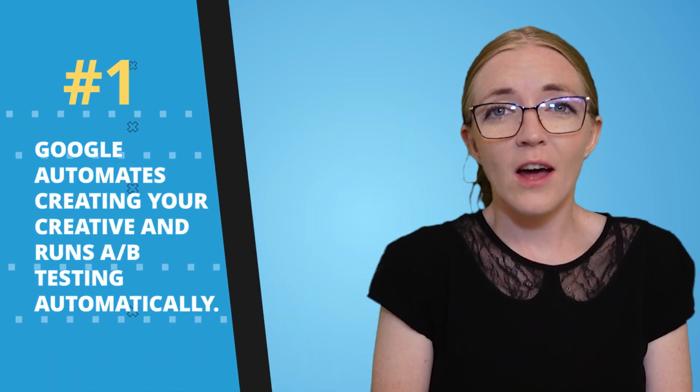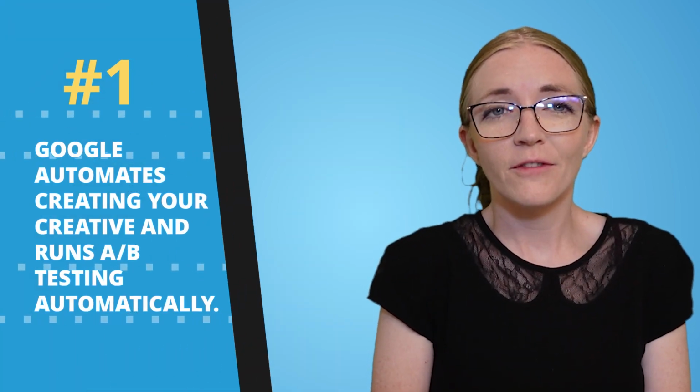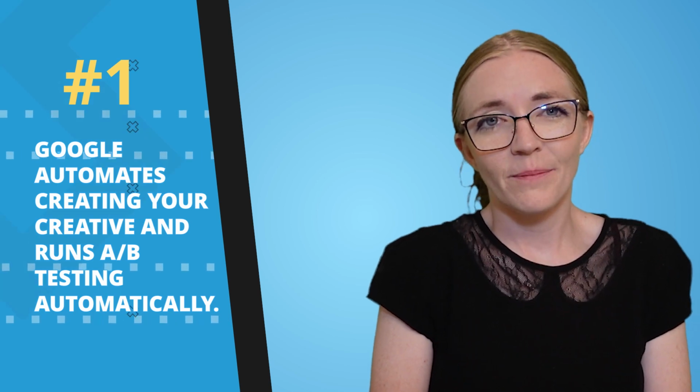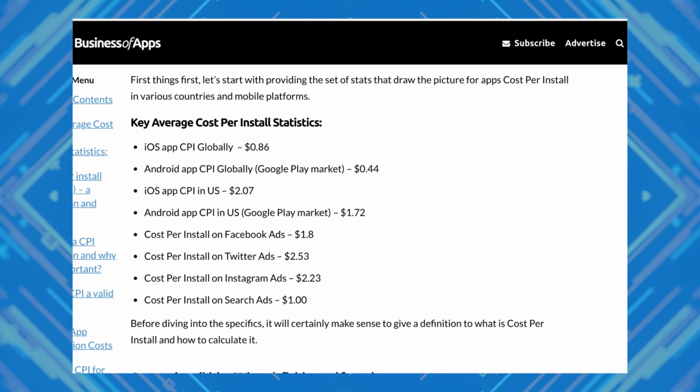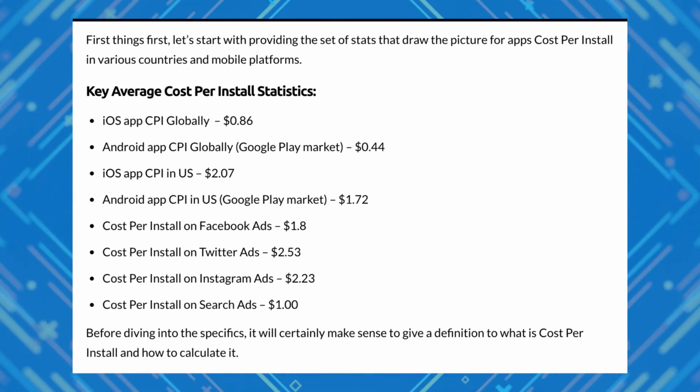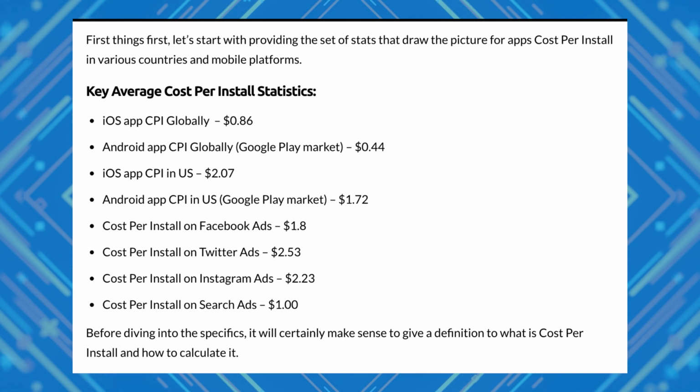If you have an app or a game to promote, these are a no-brainer. But just in case you need convincing, here are a few reasons you should use them for your small business. The first reason is that Google automates creating your creative and runs A/B testing automatically. You don't have to spend thousands on ad creative and spend weeks doing A/B testing to find the right combination. The second reason is they're more cost-effective than most other app install options. Comparing cost per install, they're relatively affordable, beating out all social media networks.